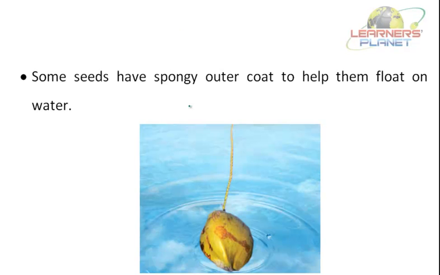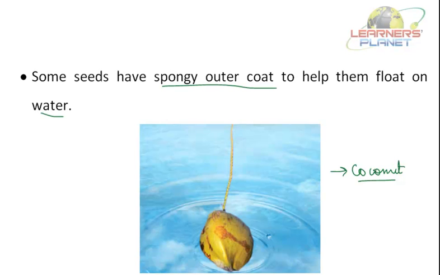While some seeds have a spongy outer coat to help them float on water, like you can see in the beautiful picture of a coconut. Right? Now you must be thinking that coconuts don't have seeds. Basically, coconuts do not have seeds inside them, but they have a spongy outer coat to help them float on water. So basically, they are carried to greater distances by ocean currents and they germinate after they wash up on beaches.